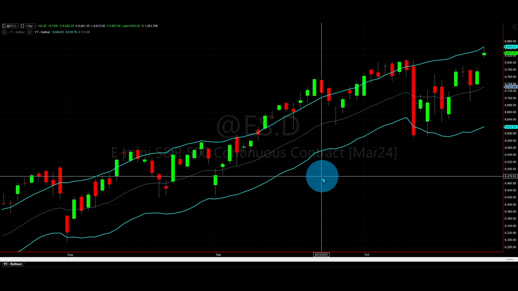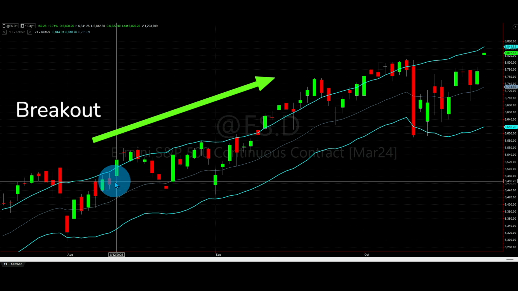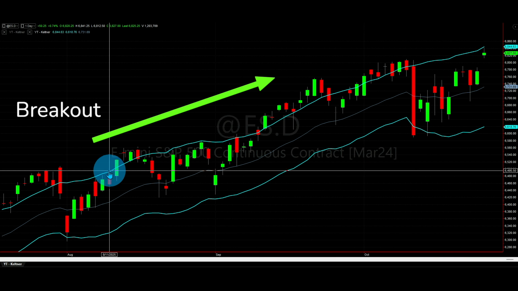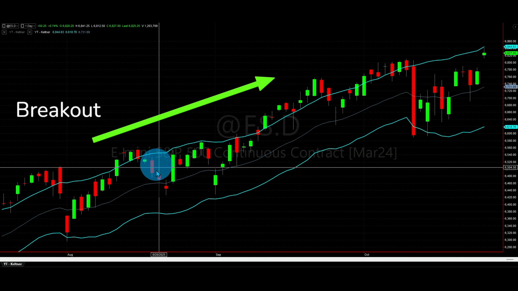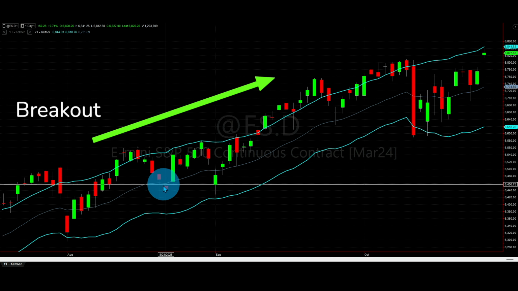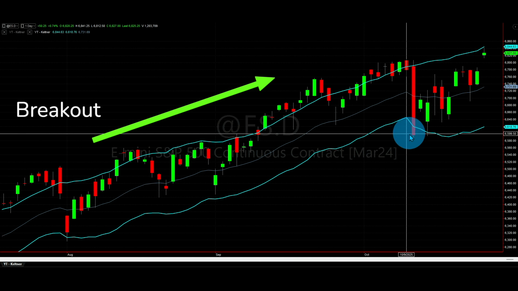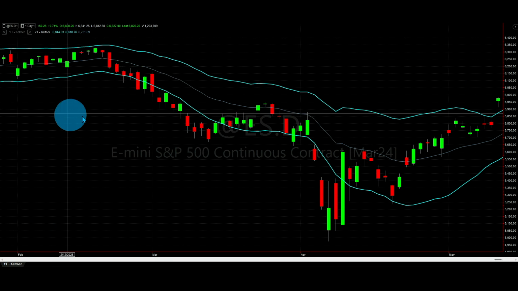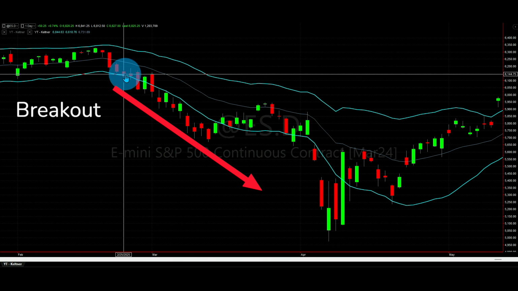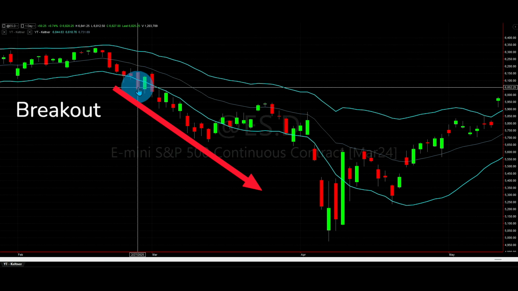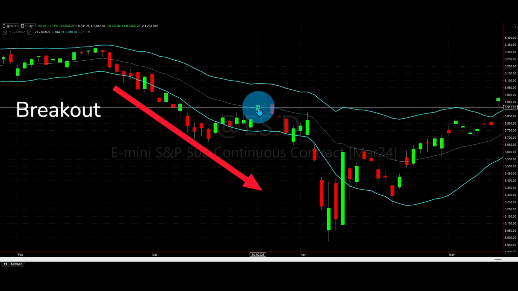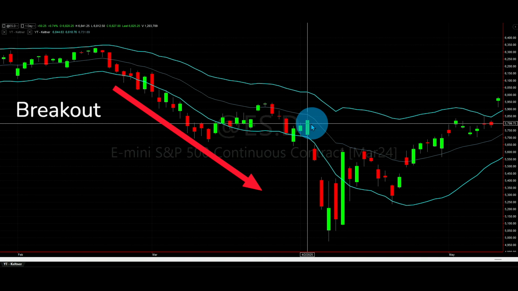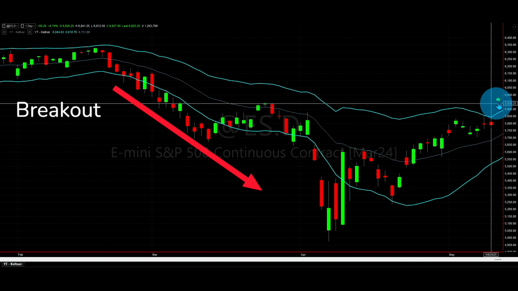We can either use it as a breakout or basically a trend indicator. So when the price closes above the upper channel, we go long, and we exit either when the price closes below the middle line or closes below the lower band. Same thing on the opposite side. We go short when the price closes below the lower band, and we exit when it closes above the middle line or when it closes above the upper band.